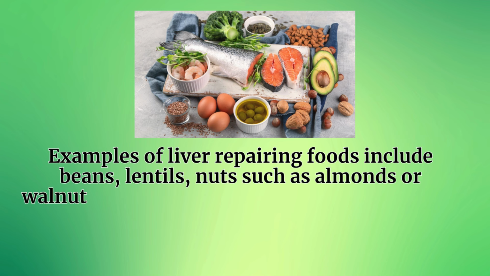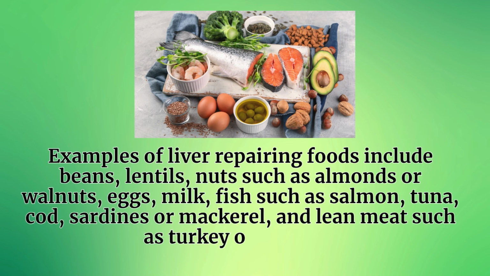Examples of liver-repairing foods include beans, lentils, nuts such as almonds or walnuts, eggs, milk, fish such as salmon, tuna, cod, sardines or mackerel, and lean meat such as turkey or chicken.